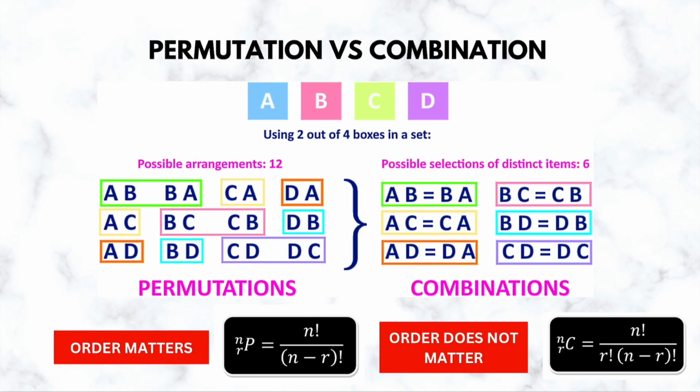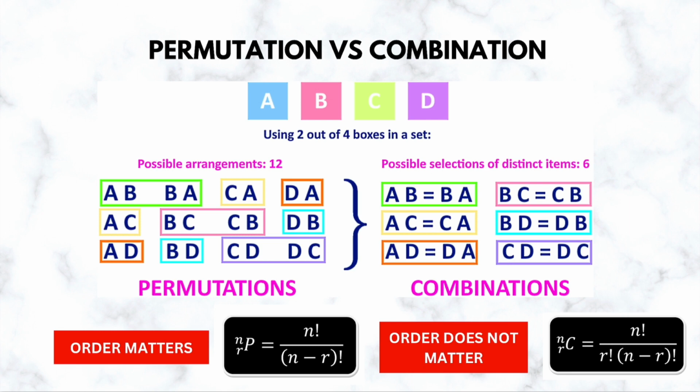Let's look at the difference between permutation and combination. Let's say we have 4 letters here and we want to use 2 out of 4. Permutation is when the order matters. AB and BA are considered two different outcomes. We have CA, AC, another two different outcomes. Same goes for DA and AD, BC, CB, DB, BD, CD and DC. So the total number of arrangements for the permutation is 12.